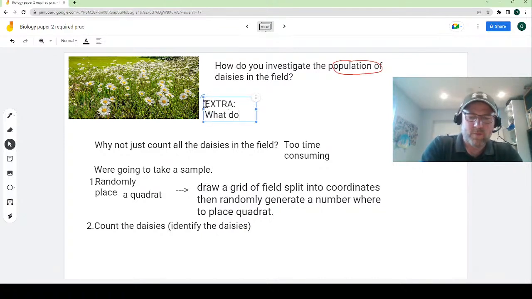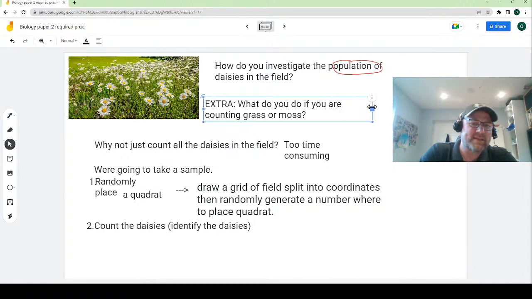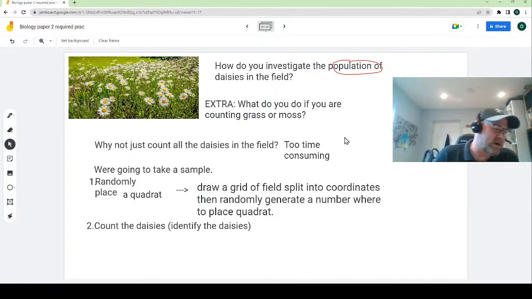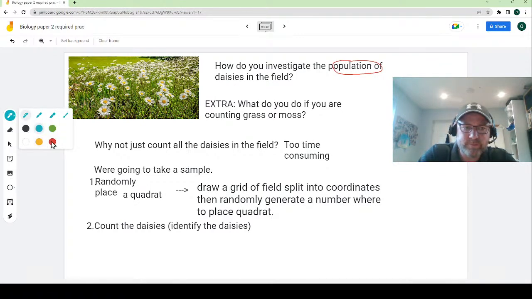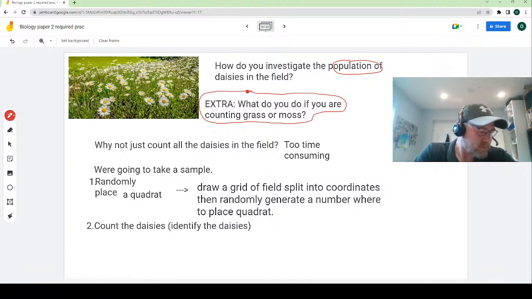Extra. What do you do if you are... okay? I've done daisies. That's fairly easy to count. What if I'm saying go and count grass or moss? What if you've got to count grass or moss? How are you going to count that? How are you going to count blades of grass? There could be 1,000 in one quadrat. Mass. Okay, then you've got to pick them all up and weigh them.